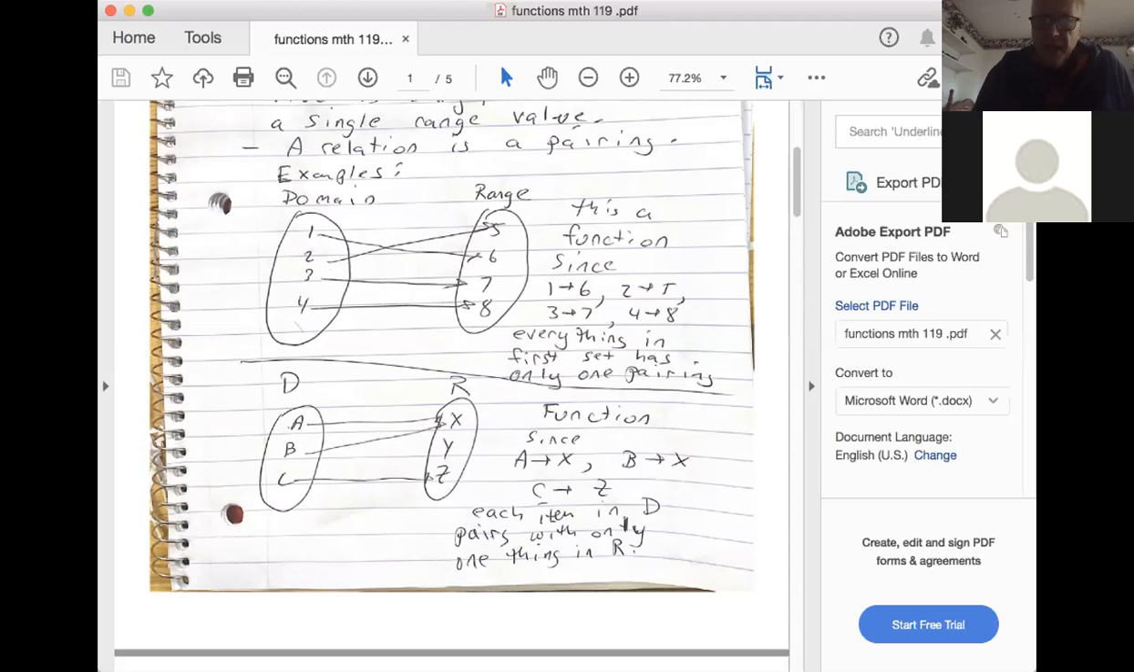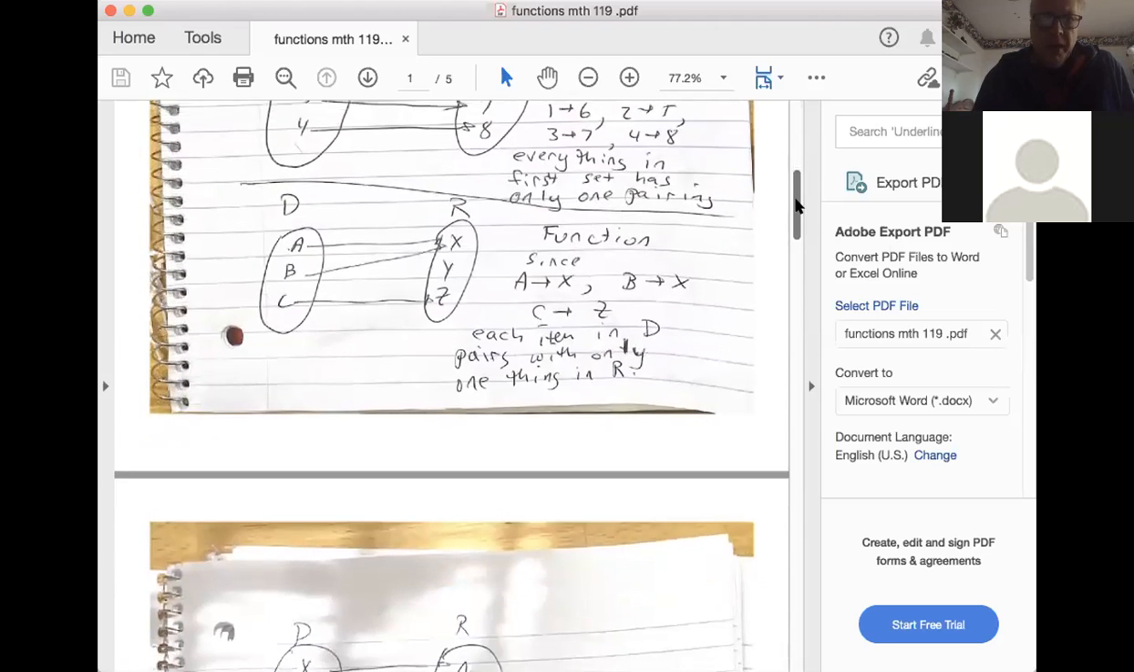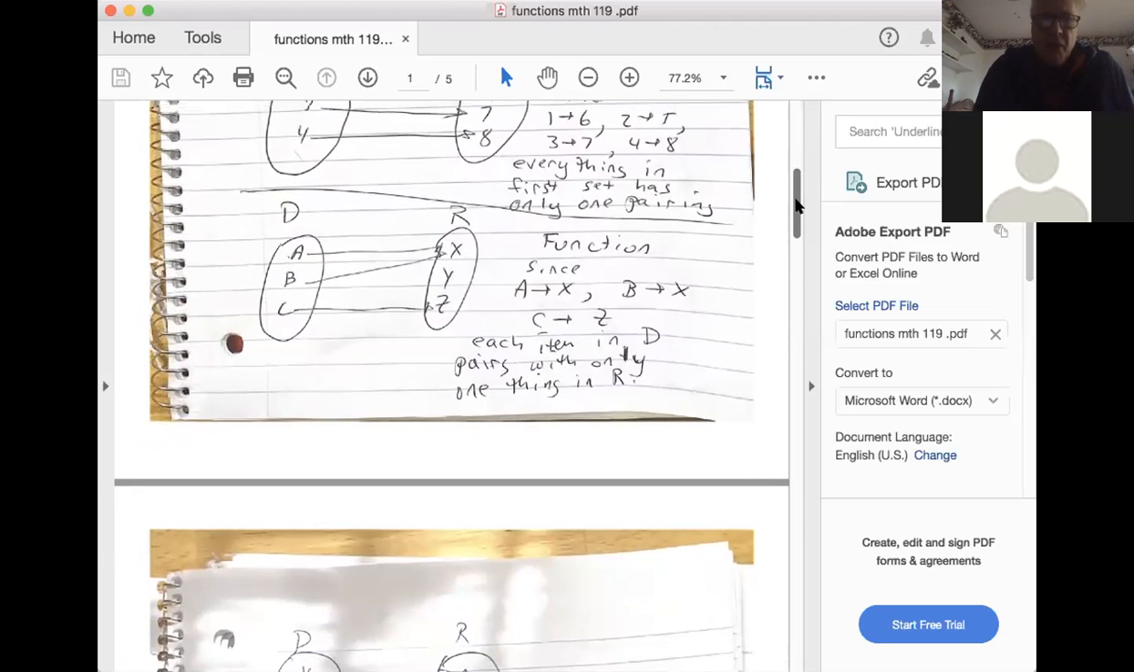Let's look at a second scenario. Our domain is A, B, C. Our range is X, Y, Z. A only gets paired off with X. B, starting at the first set, how many pairs does it have in the second set? Only gets paired off with X. And C only gets paired off with Z. A, B, and C each have only one pairing in range. It happens to be the same pairing for A and B, but that doesn't matter. It's a function.